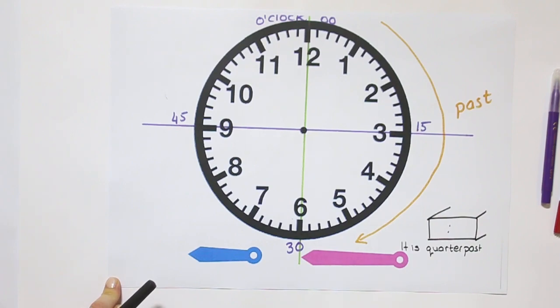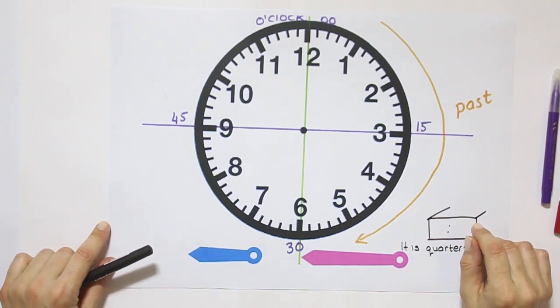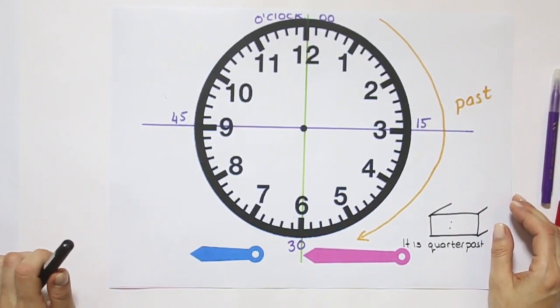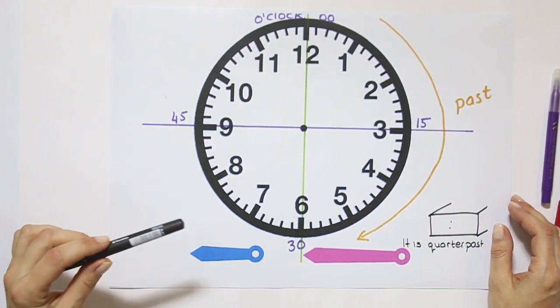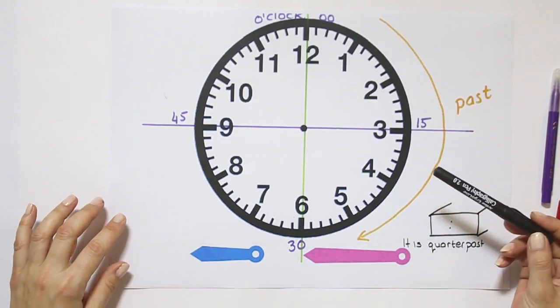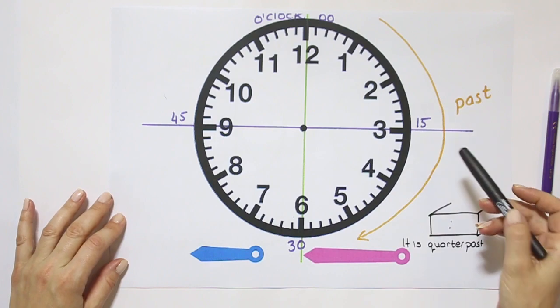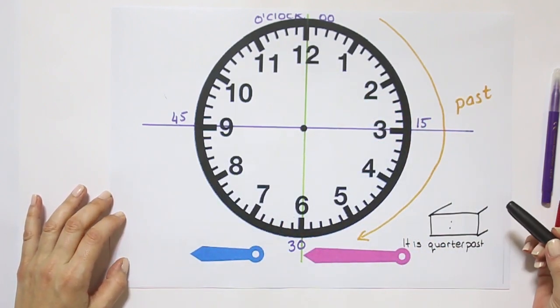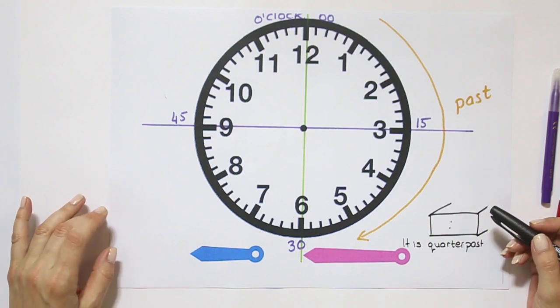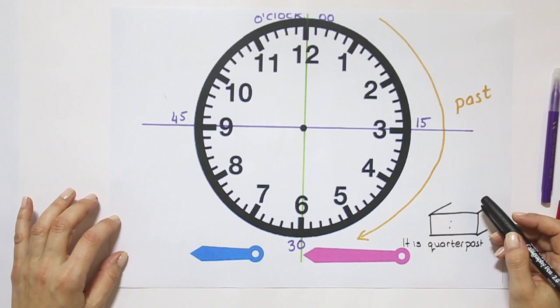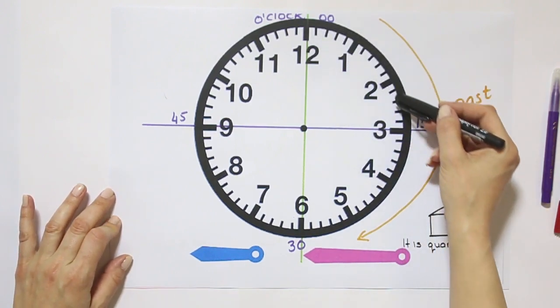Now that you have learned to tell the time to the hour and half hour, you are ready to learn how to tell time to the quarter hour. Let's have a look at this clock. Can you see the lines? A clock can also be divided into 4 parts. Each part is called a quarter. Each part is 15 minutes.